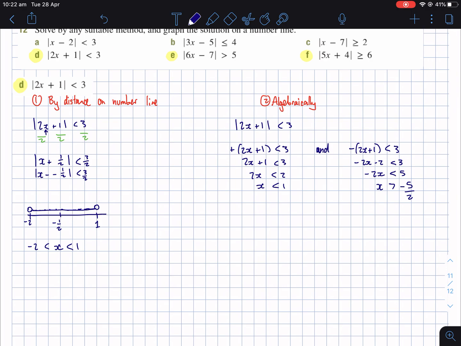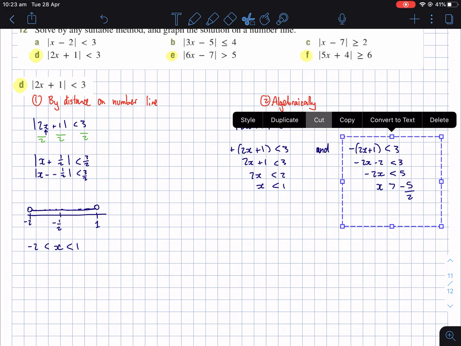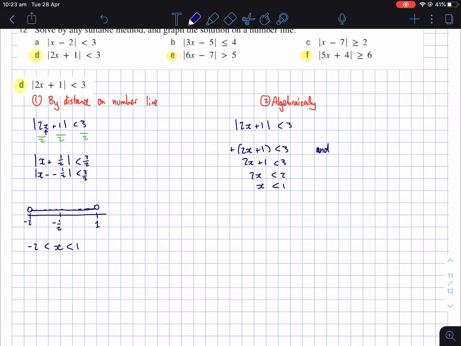Question 12. D. Something's happened here. Let me try it again. Negative 2x plus 1 is less than 3. So I've got negative 2x, take 1. Oh, I did take 2 instead, take 1. Less than 3. If you were sitting there screaming at me, I apologise.